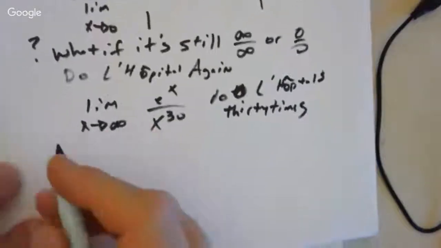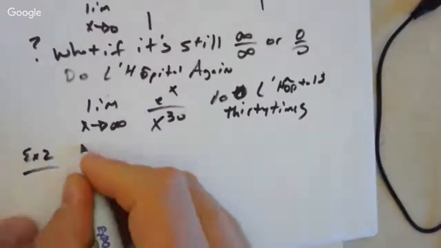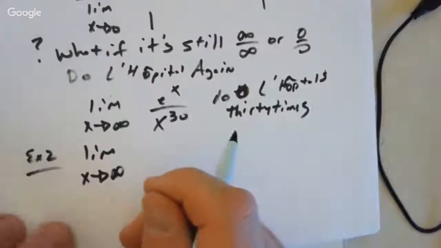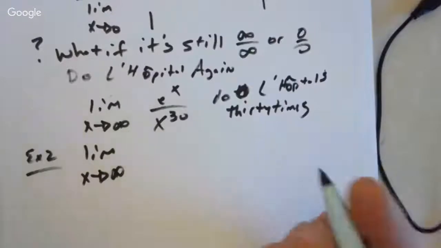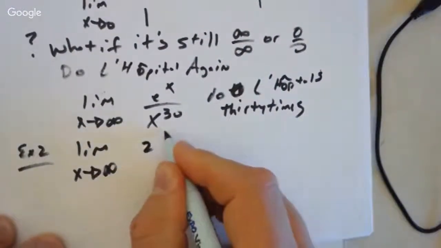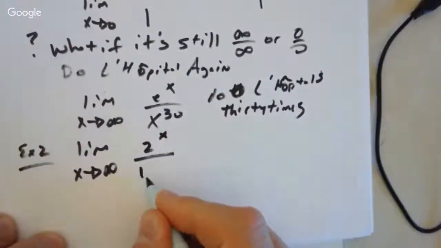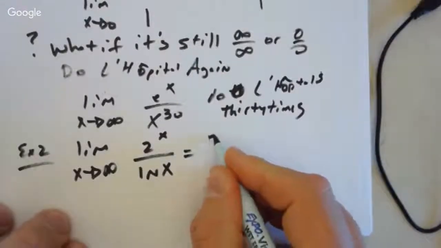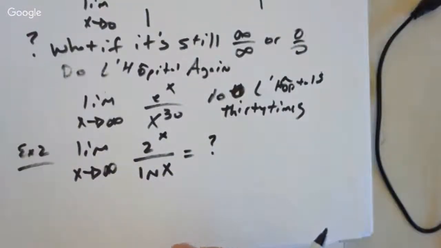But I want to give you one. Let's have you do an example, and then I'll take some questions as you're doing that example. Let's take the limit as x goes to infinity of, what should we do? Let's do a fun one. Let's do 2 to the x over the natural log of x. Hot dog. 2 to the x over the natural log of x. And what's that limit equal to if the limit exists?